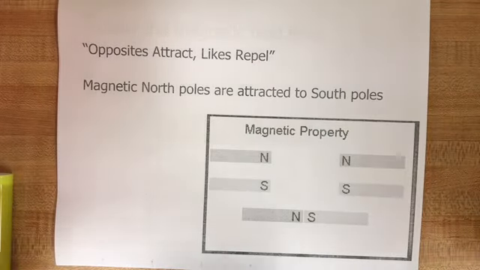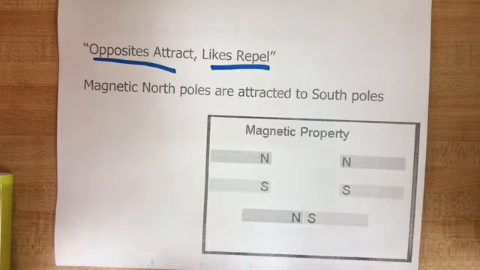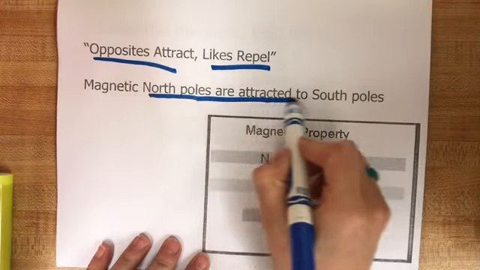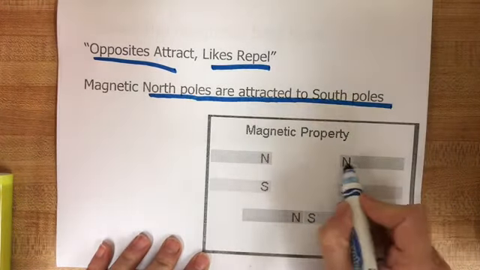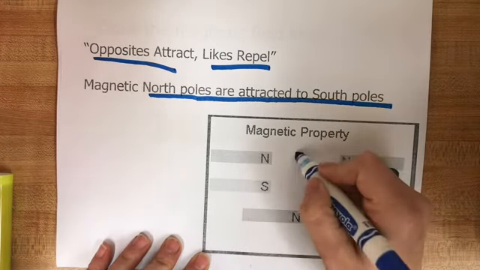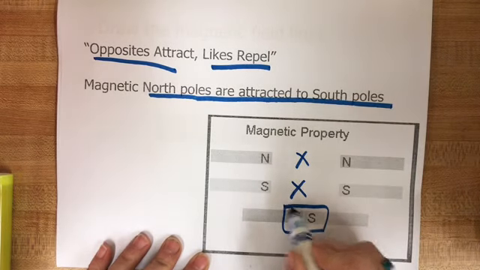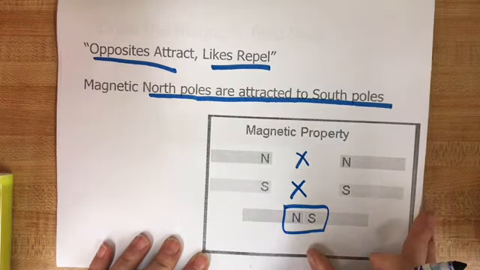Same as electricity, opposites attract, likes repel. What does that mean? Your north poles are attracted to your south pole. So if you get this scenario here, it's going to be north and north, so they do not attract. South to south, do not attract. North to south, they do attract.